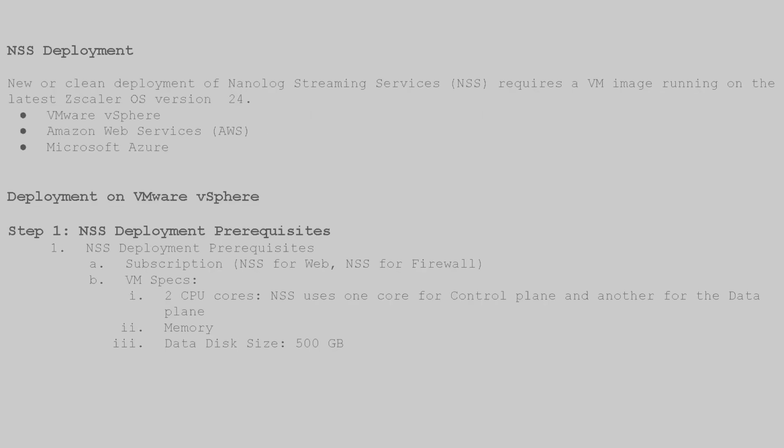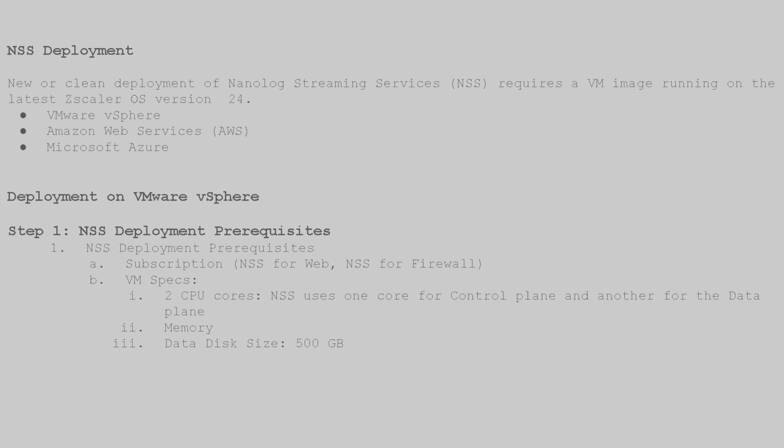Now, if you're deploying NSS, you have three options. Either you can deploy it on a VM in AWS, Amazon Web Services, or in Microsoft Azure. In this training, we'll be discussing the VMware deployment. All right. So for the VMware deployment, or deployment in Azure or AWS, you need a subscription. NSS for web and NSS for firewall.